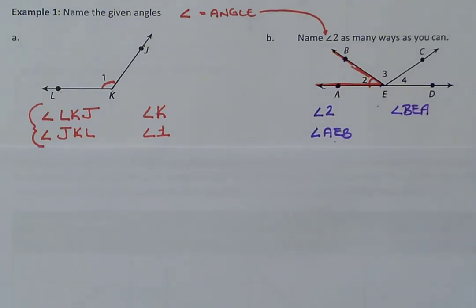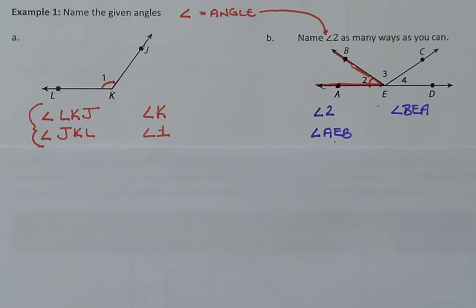Again, it doesn't matter which point you start with, as long as you use 3 points and the vertex is that middle point, then you should be okay. All right, so that is how we're going to go through and name angles.